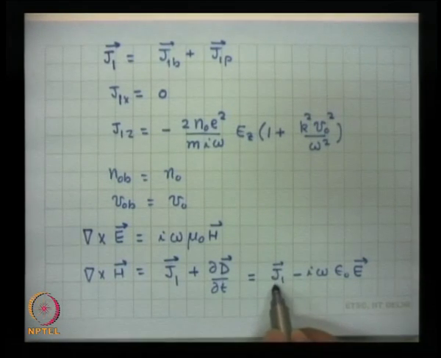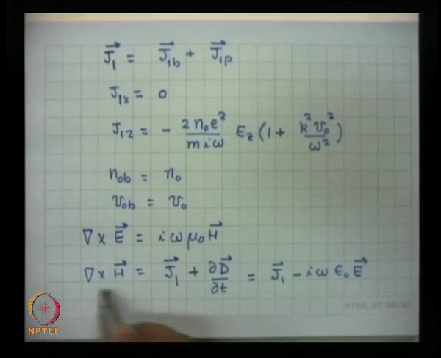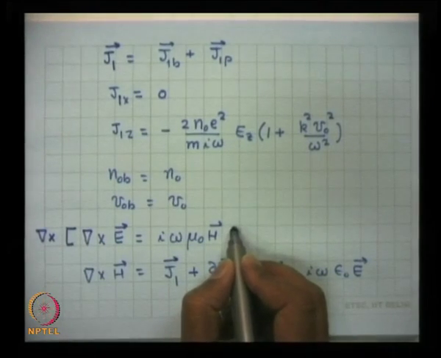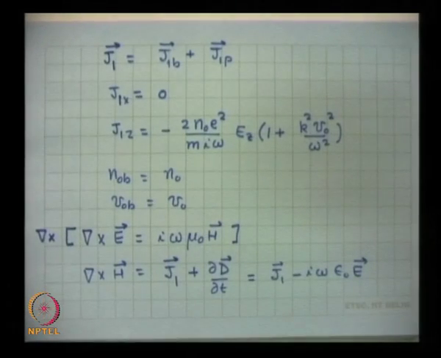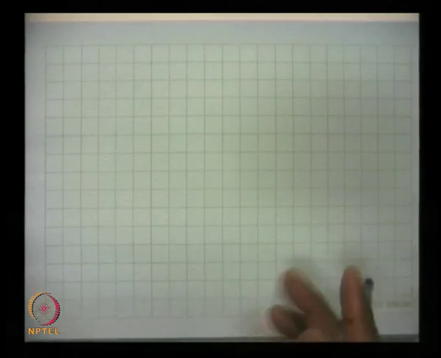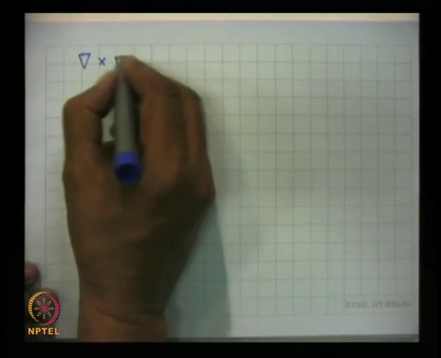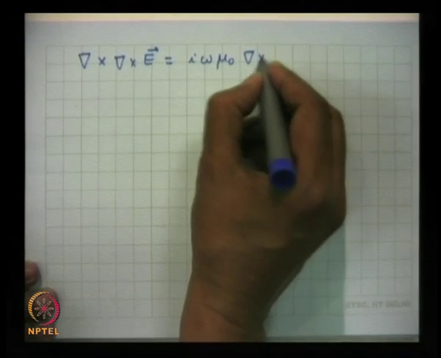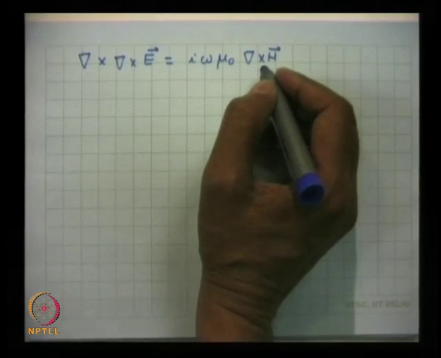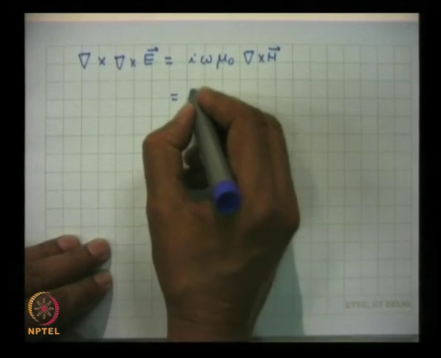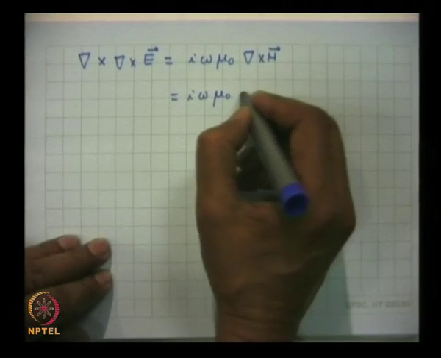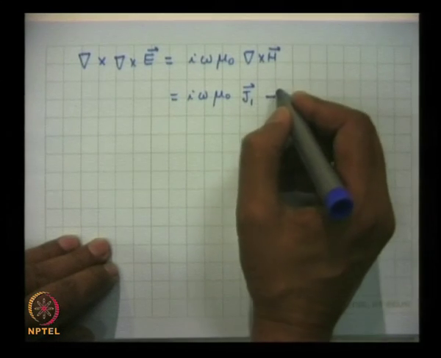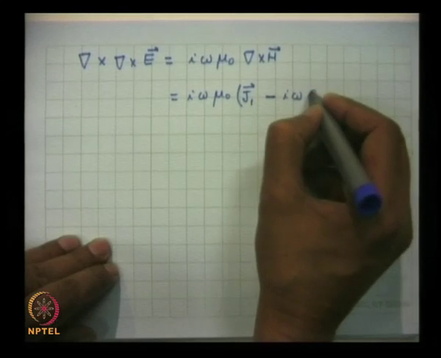I think before I substitute for J1, let me take curl of this equation and use curl of H from here in this equation. So, when I take curl of this equation, multiply this by curl on both sides, and then use this equation here. So, you will get curl of curl of E is equal to i omega mu 0 curl of H. Use the last equation rather, and this becomes i omega mu 0 multiplied by J1 minus i omega epsilon 0 E.